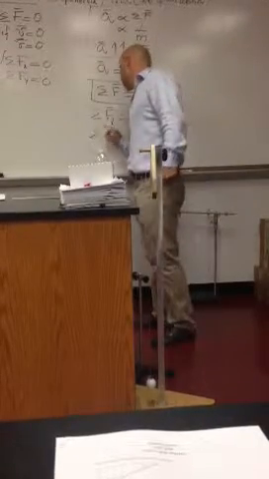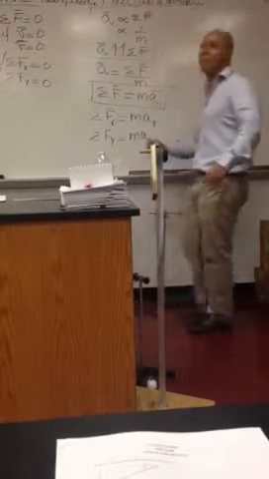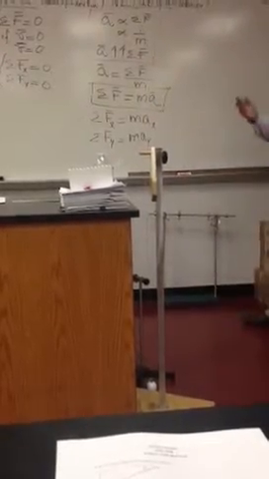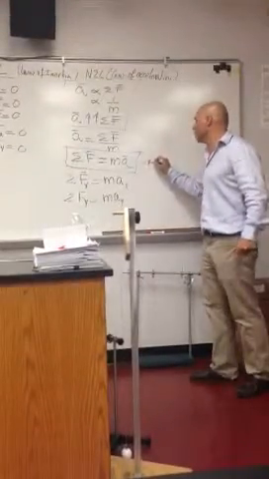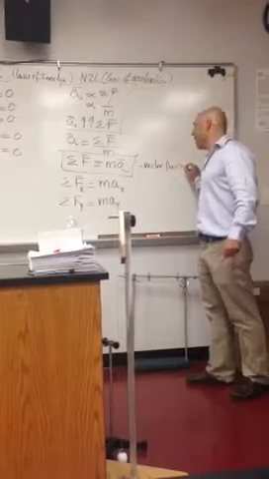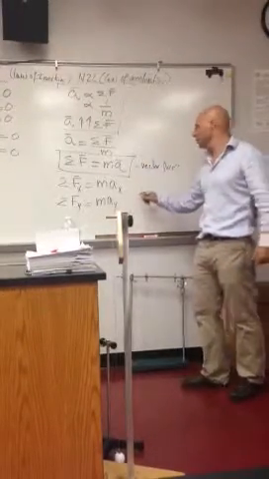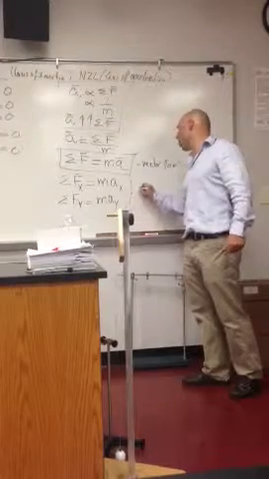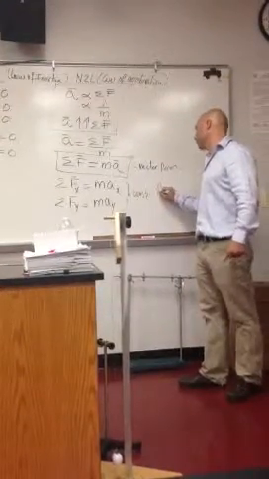Sigma F along y equals ma along y. The same will be along z in the third dimension. This is called the vector form of Newton's second law, and this, which is the one that we will use frequently, will be the component form of Newton's second law.